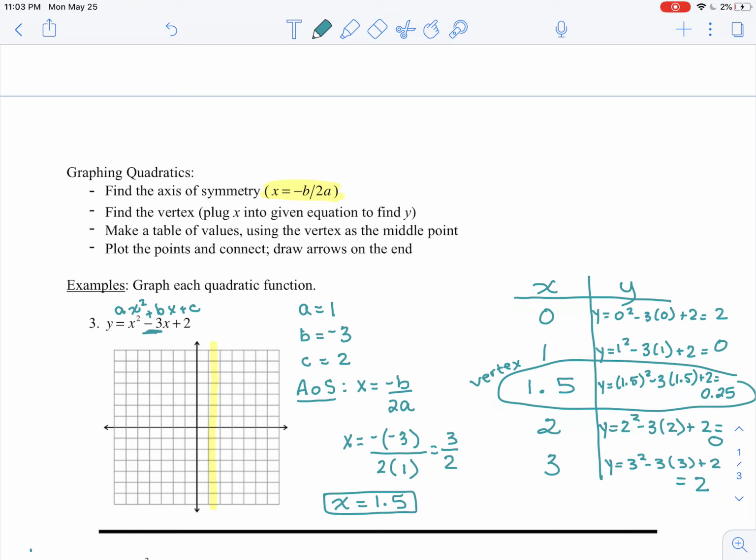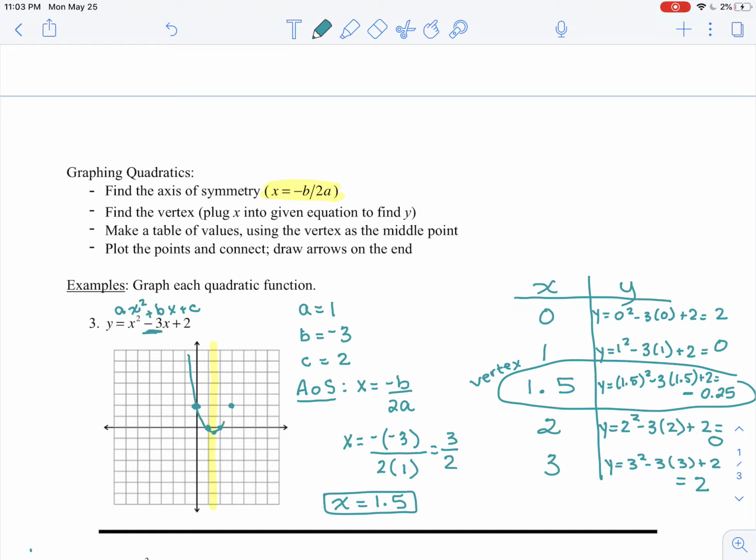Each row in our table of values now represents a point on the graph. So let's graph our points. So from the first row, our first point is going to be 0, 2. Then we have 1, 0, then 1.5, negative 0.25, excuse me. So we're going to do our best to estimate where that point is. It'll be off of the grid lines, which is fine. Then graph the point 2, 0 and the point 3, 2.